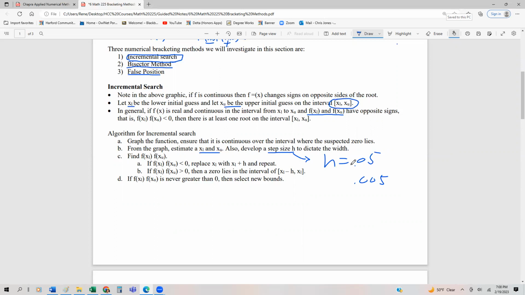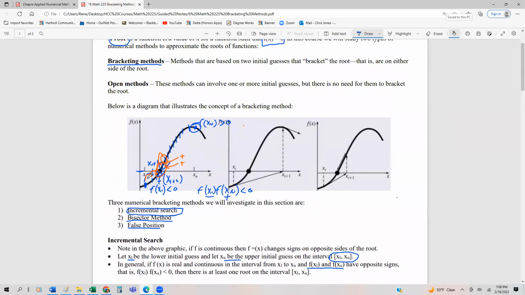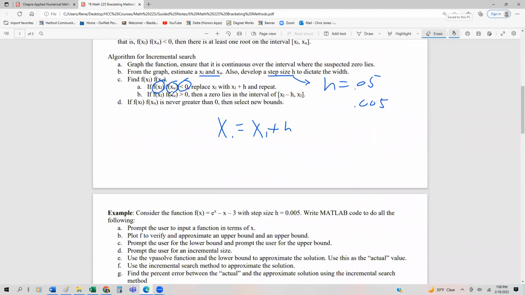And what you're going to do is multiply f of xl by f of xu. If for some reason it's less than 0, then all you're going to do is replace xl and let that equal xl plus h. In other words, you're just moving right up the chain. So this is f of xl plus h, and then another, and another, until finally we get to a point where we multiply those and the 0 lies somewhere on the interval.